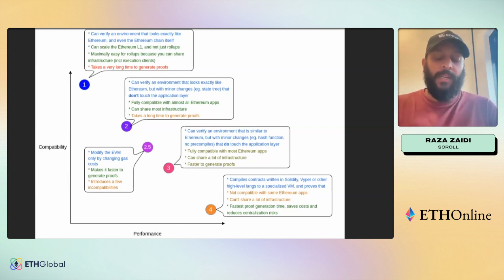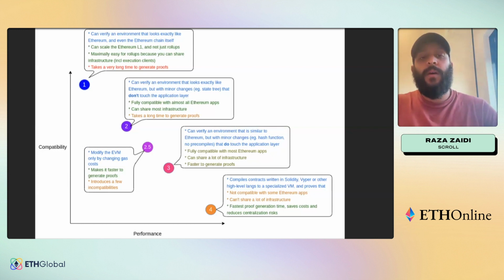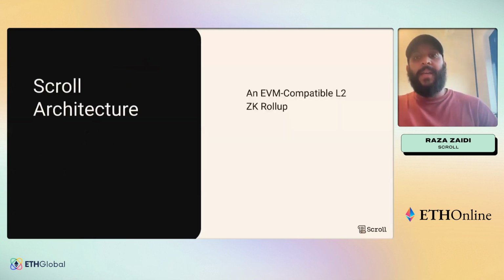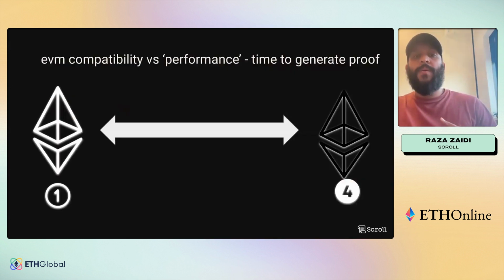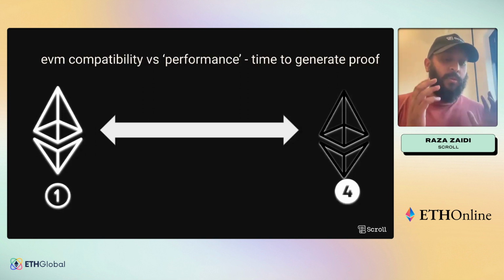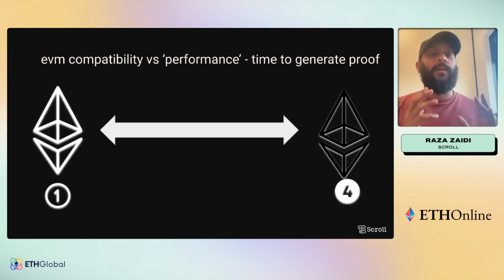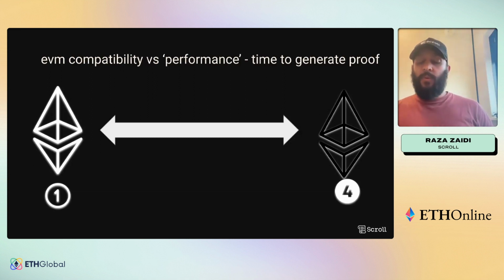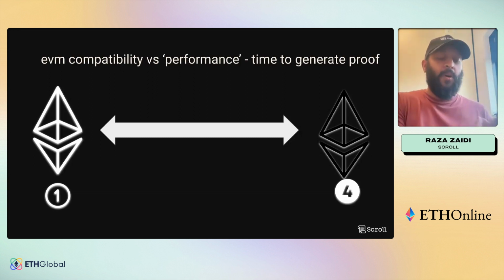ZK rollups. An example of language compatible is Starkware and ZK Sync, and EVM compatible being Ethereum. So why would you choose for EVM compatible even though it takes a longer time to generate proofs? Well, that is because you as a developer will be able to use all your existing skills, i.e. Solidity, Viper, and your existing dev tools, just the way you would utilize them on Ethereum.